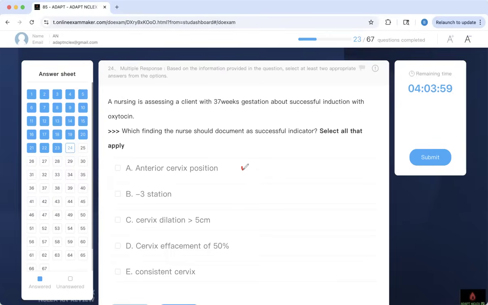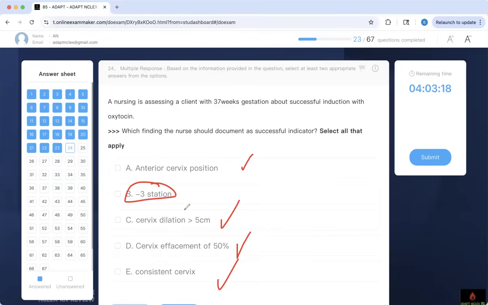If your cervix is anterior, it's good. If you are in a station that is positive, it is better. So we want a positive station, not a negative station. We want the cervix to be well dilated. That's good. And we want effacement to be very high. And then we want something that is consistent. So those are good parameters that will help, right? As much as possible, these are very, very good. And that will indicate what?